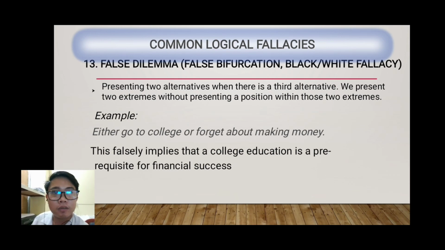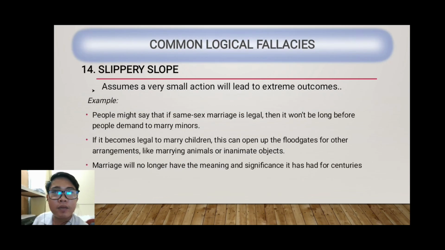Okay. Alright, so number 14 is slippery slope. It assumes a very small action will lead to extreme outcomes. Very common. Example, people might say that if same-sex marriage is legal, then it won't be long before people demand to marry minors. Ngayon nga, gusto ipa-legalize yung same-sex marriage. Pagdating ng araw, demand din na pwedeng pakasalan ang mga minors, mga 12, 13, 14, di ba? Mga 7. I'm just kidding, di ba?